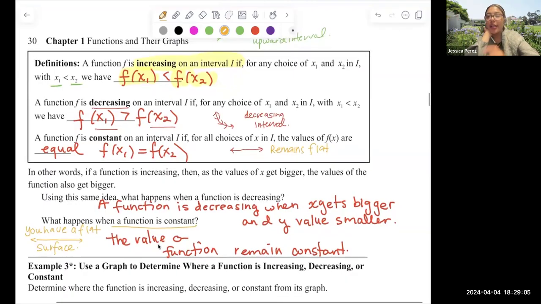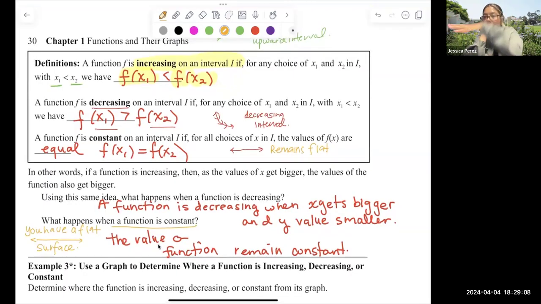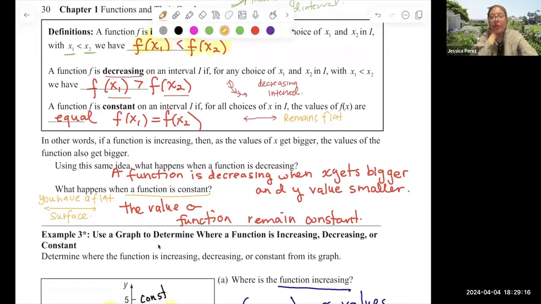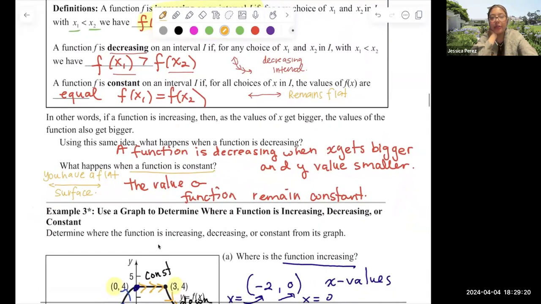Okay. And we're going to look at some visuals so I can help you say which one's increasing, which one's decreasing, or which one's constant. And we're going to do that now. Determine whether the function is increasing, decreasing, or constant from its graph. So let's do that.